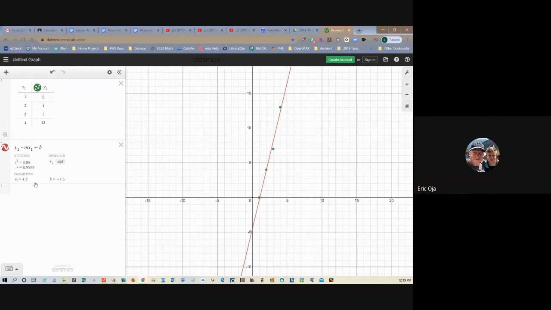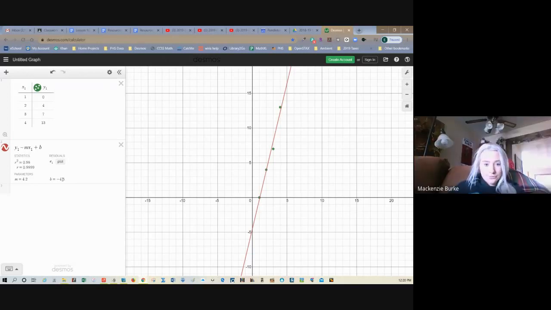It tells me some important things here. It tells me what the values of m and b are. So the best fit line for that data is the line y equals 4.2x minus 4.5. If I plug those values in for m and b, that's my answer.